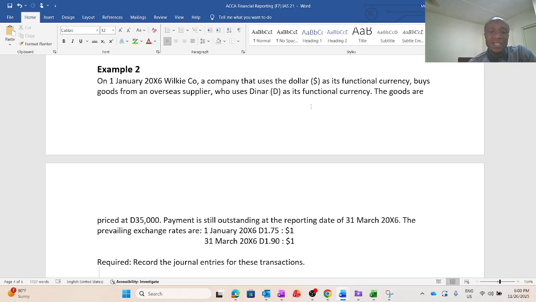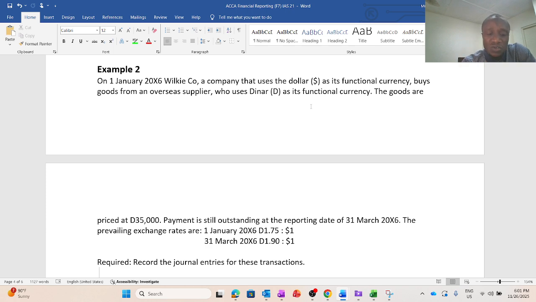So now, if there is an outstanding foreign currency transaction at the 31st of March, then we need to know the nature of the transaction. We need to understand if the transaction is a monetary transaction, then we need to retranslate the transaction using the closing rate. If the transaction is a non-monetary transaction, then we don't need to retranslate. We need to maintain the transaction at the historic rate. So now, the transaction is still outstanding at the reporting date.